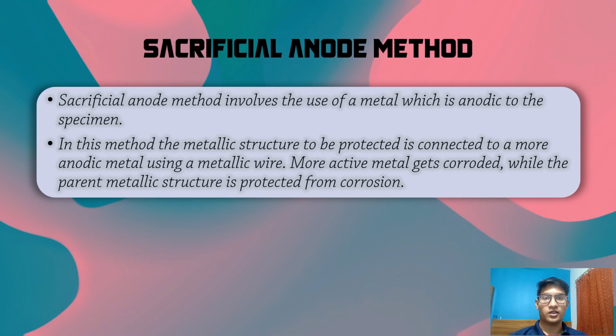Sacrificial anode method. The sacrificial anode method involves the use of a metal which is anodic to the specimen. In this method, the metallic structure to be protected is connected to a more anodic metal using a metallic wire. The more active metal gets corroded while the parent metallic structure is protected from corrosion.